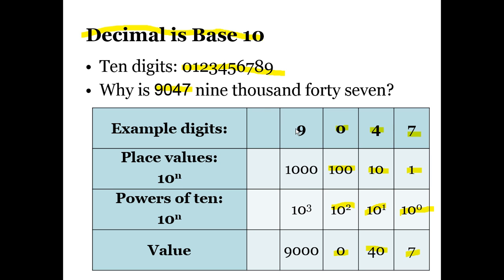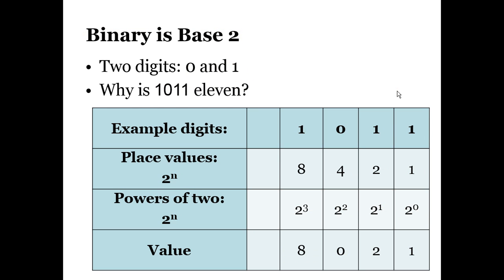The fourth digit, the number 9, is the thousands place. 1,000 is 10 to the third, so that's worth 9,000. So we add those up: 9,040 plus 7, we get 9,047. Now let's relate that to the binary number system.